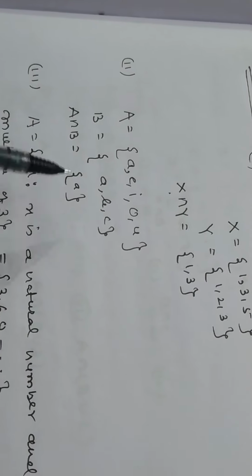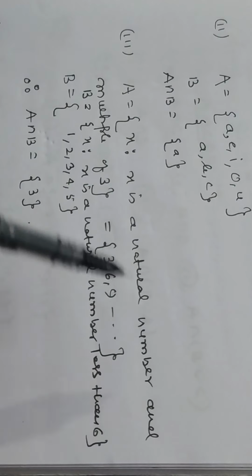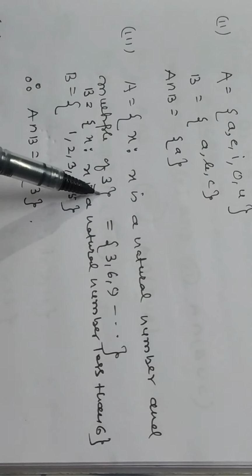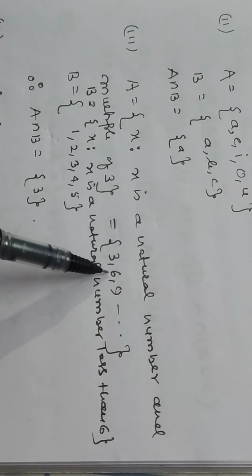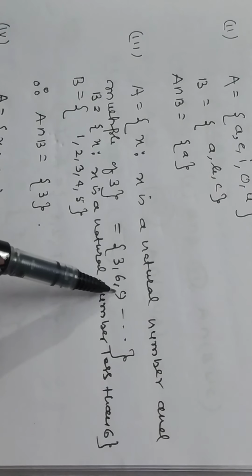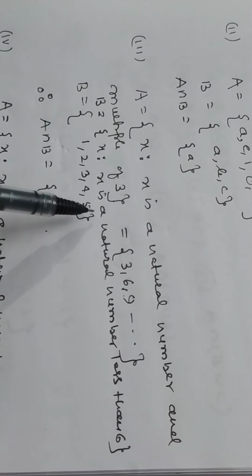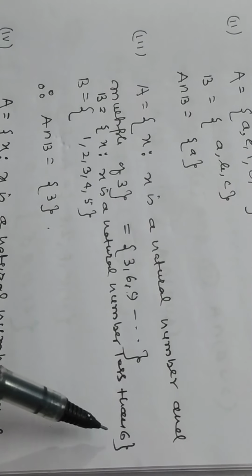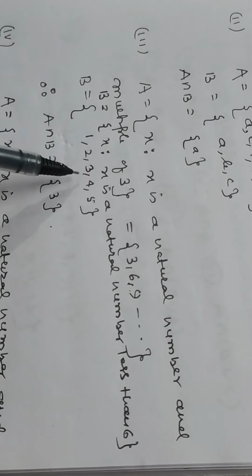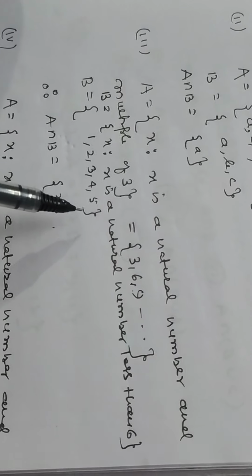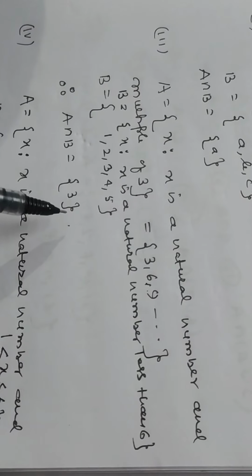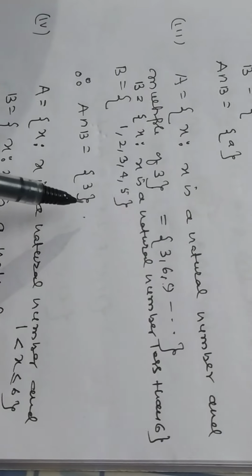Now here A, we will read in this way: the collection of elements x such that x is a natural number and a multiple of 3. Now in roster form, you will write 3, 6, 9 and so on. B is the collection of elements x such that x is a natural number less than 6. So it will be 1, 2, 3, 4, 5. A intersection B is equal to the singleton set 3.